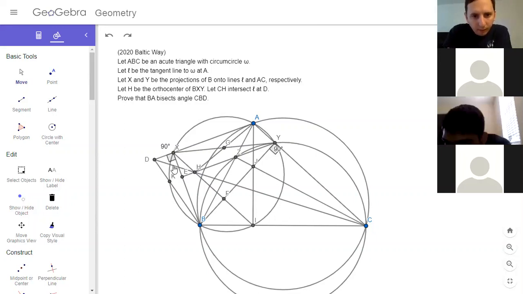So XD over DH is YH over HC, which is the same as AX. Yeah, I think we were making this harder than it has to be. I think it's actually very simple.